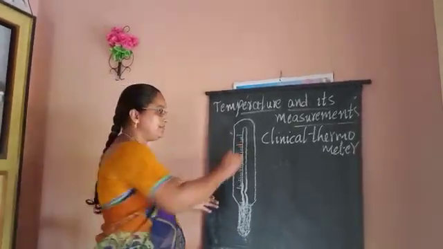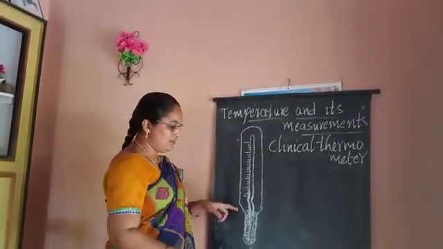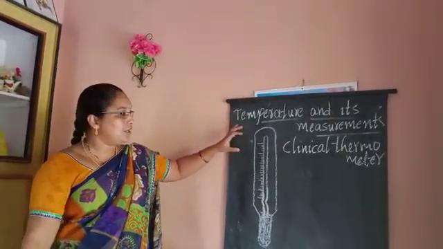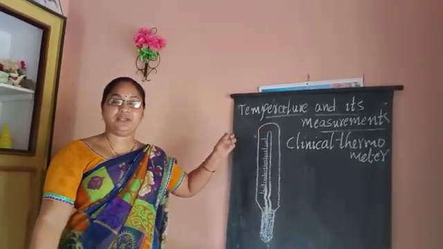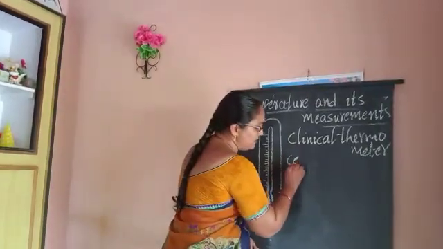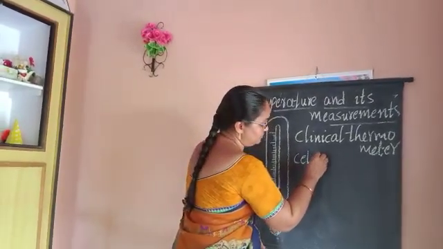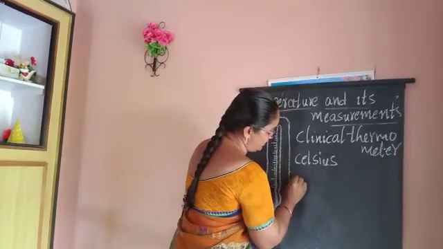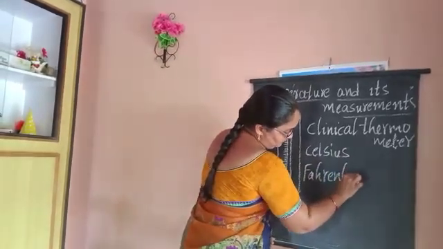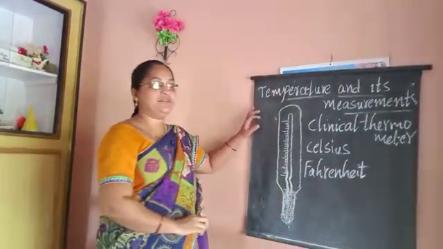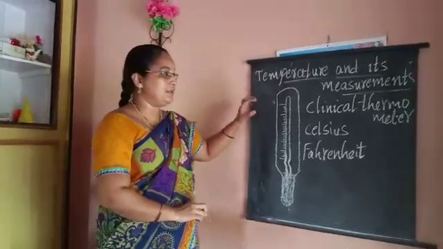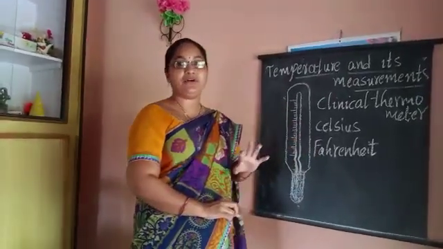Here this is the capillary tube, this is the stem, this is the bulb, and this is the mercury, all we know. And it has two types of scales on it. One is the Celsius scale, and the other one is the Fahrenheit scale. We can find two types of scales on the clinical thermometer: one is Celsius and one is Fahrenheit.